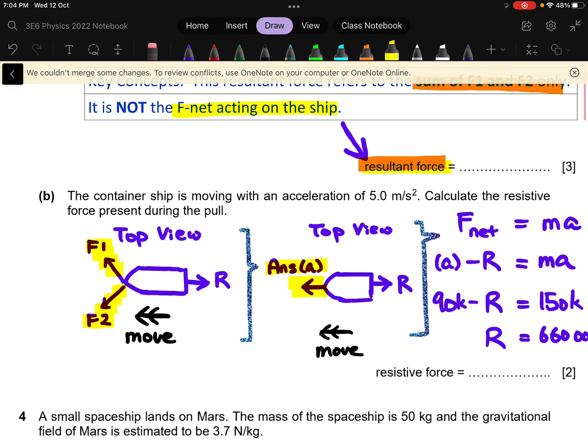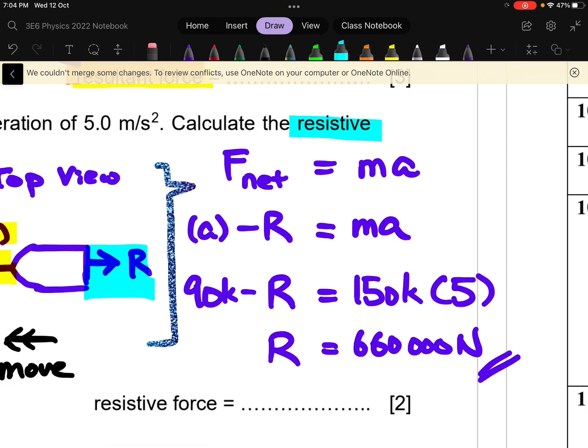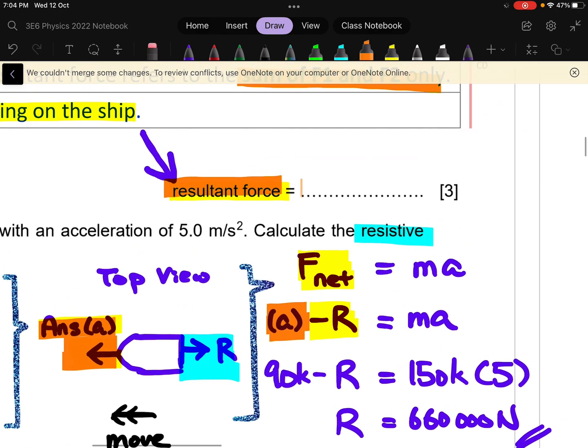In fact, if you get the hint from the question, resistive force, you should have the insight that actually on the ship there is a third force, which is now R, and you know that R is an opposing force as suggested by the name resistive. So when you use your Newton's second law, F net equals ma, your F net over here can be expanded into two terms. The first term is the resistive force. The second term will be the resultant force of F1 and F2, which is whatever you get from the previous part.